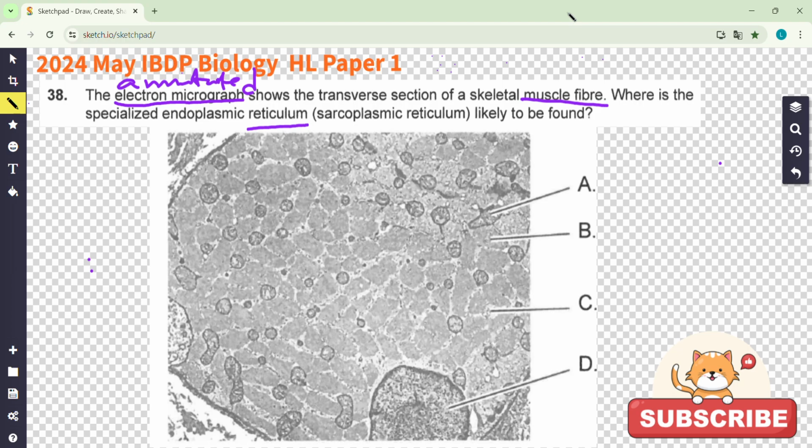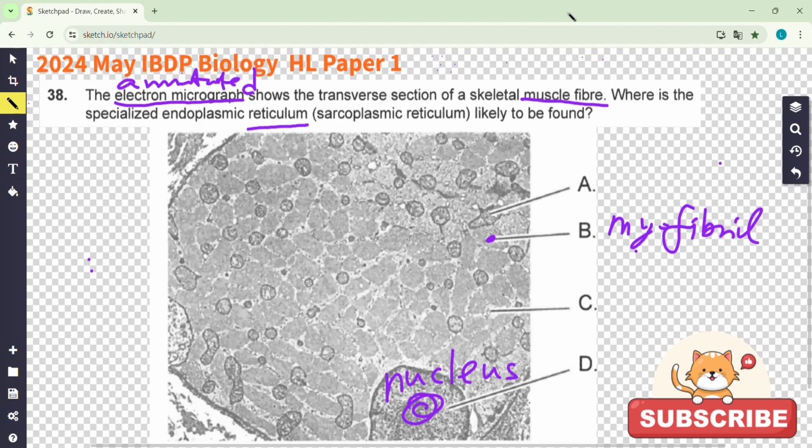So look here. What are they? First, I think D, wow, this one is so big, I will say it is a nucleus. And then all the dark gray parts here, all these wings, are myofibrils. All these myofibrils. So I will say B is the myofibril.